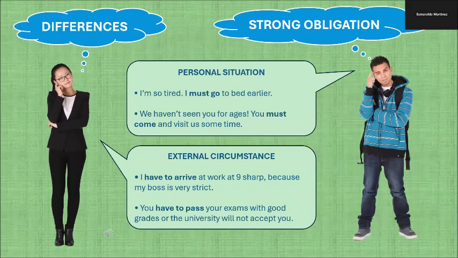Must and have to are both used to express obligation. Often they can be used interchangeably. However, there are some differences in how we use them, and the negative forms mustn't and don't have to are significantly different in their meaning.